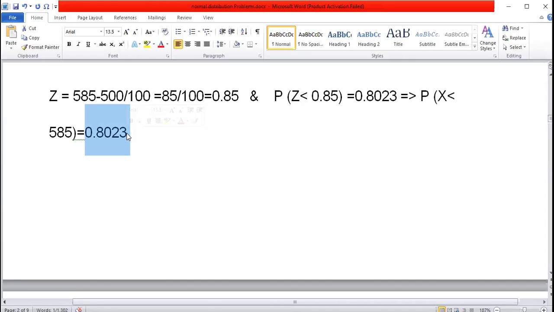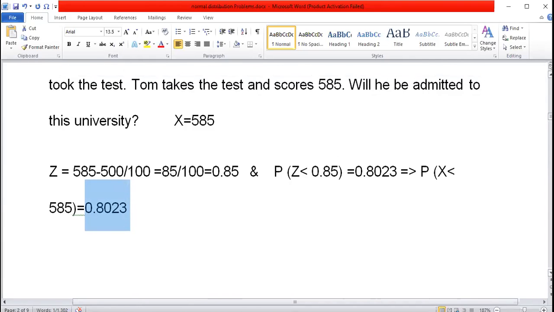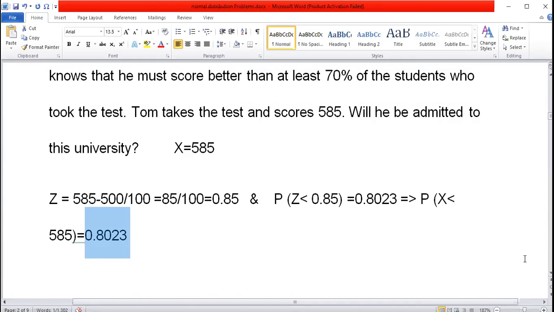So will John be admitted? Yes, that's why we did this. Professor, I have a confusion. In the question, I can see another number, like 70%. So why aren't we using that? At least 70%. So John had to be higher than 70%, so John had to score higher than 70% of the applicants.